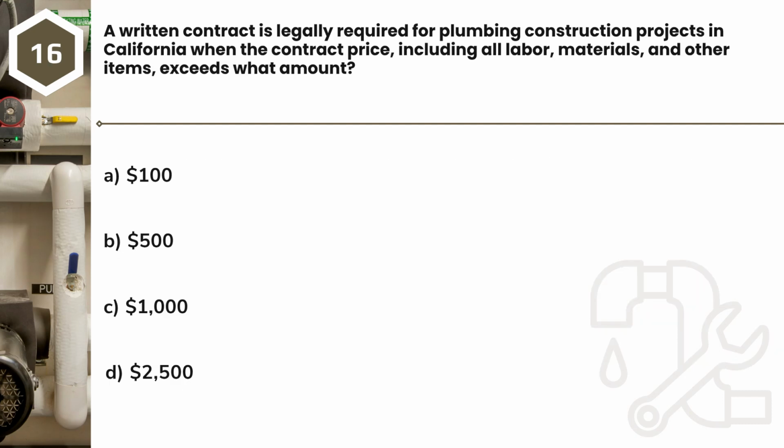Question 16. A written contract is legally required for plumbing construction projects in California when the contract price, including all labor, materials, and other items, exceeds what amount? A. $100. B. $500. C. $1,000. D. $2,500.